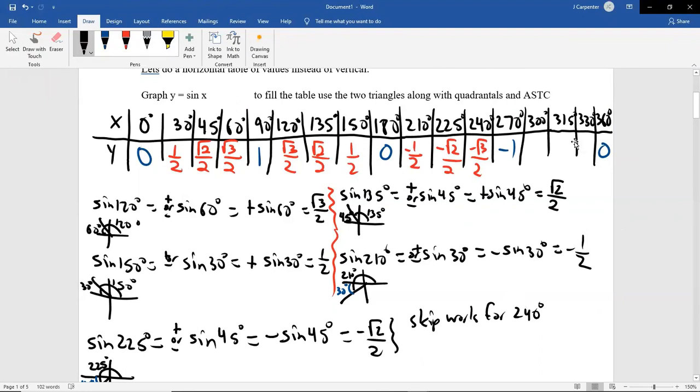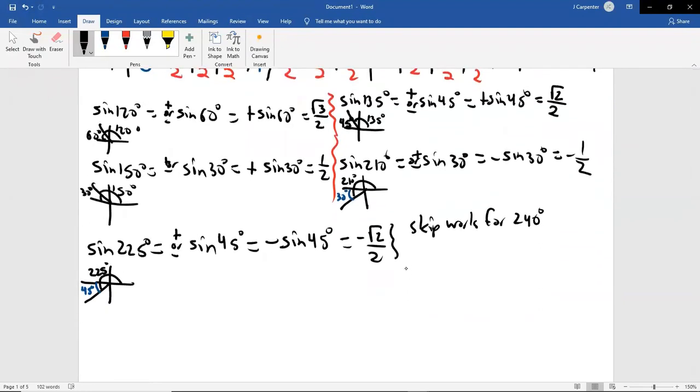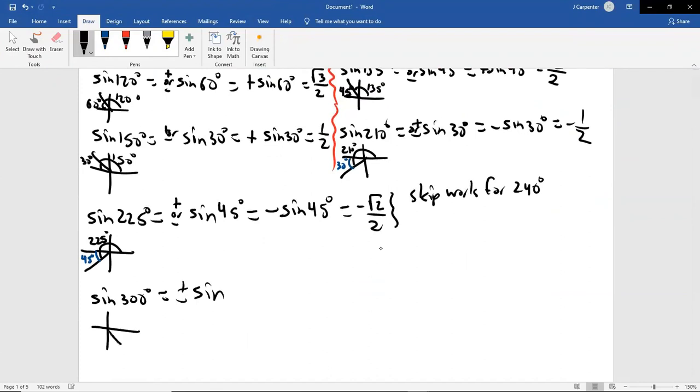I will do the 300, but I'll skip the next two after that because we can probably get the pattern and establish the rest. So the sine of 300 degrees would be plus or minus the sine of its reference angle. 300 is in quadrant 4, so we're spinning almost all the way around. That's our 300 degrees. The reference angle swings from the x-axis, not the y-axis. If this is 300, you have to do 360 minus 300, which is 60. So the sine of 300 degrees is maybe plus or maybe negative the sine of 60 degrees.